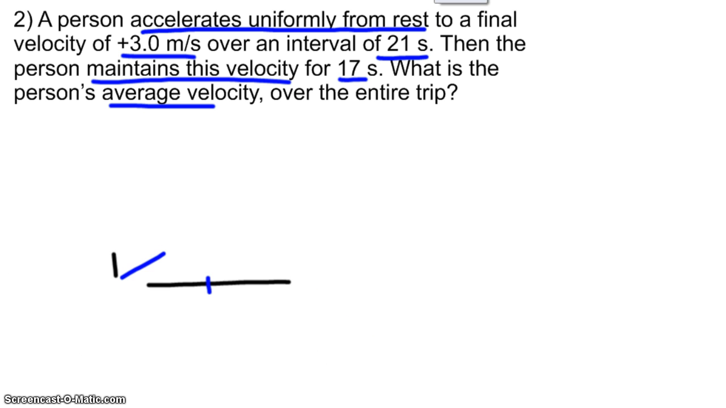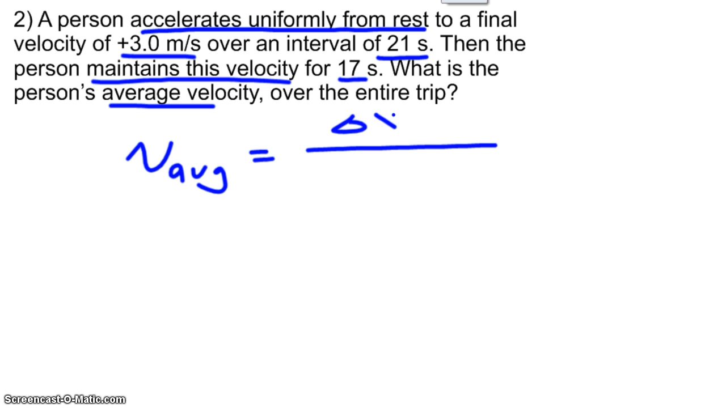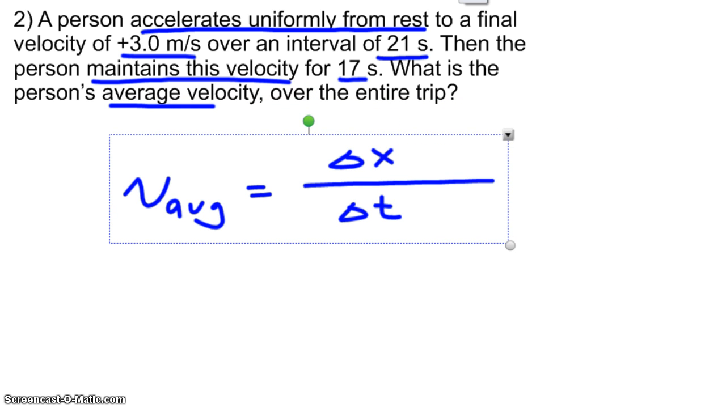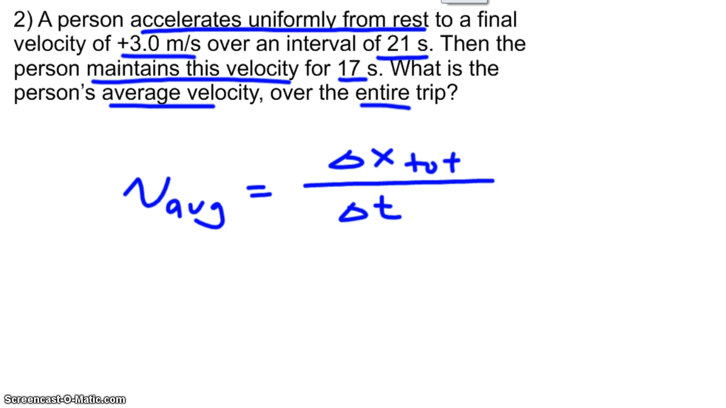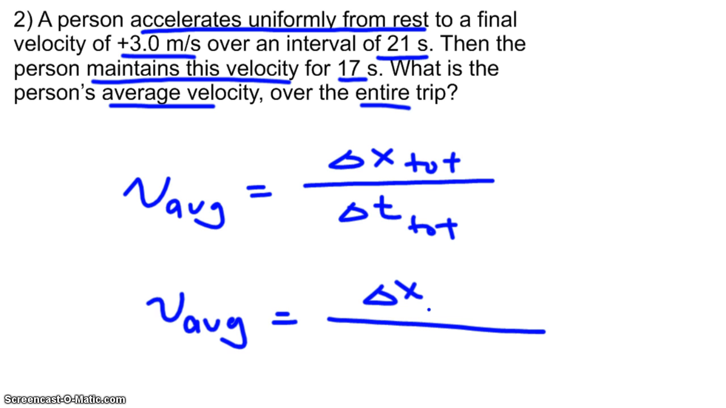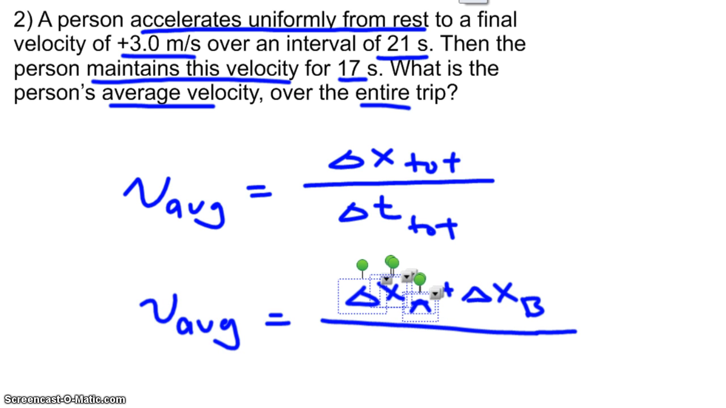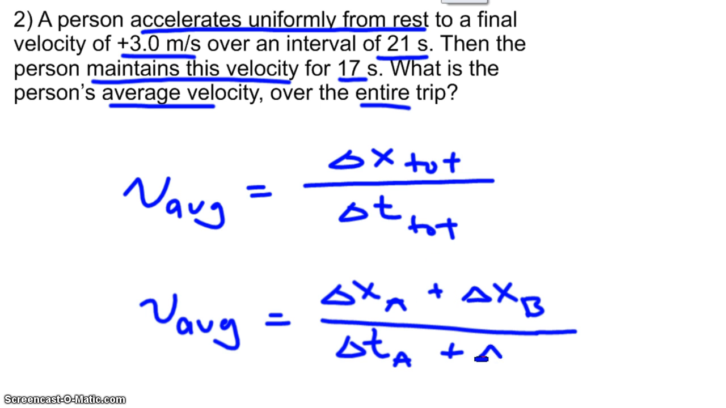Alright, so what are we asked to find in the first place? We want to find the average velocity. So you write down the equation for average velocity. But we're looking for average velocity over the entire trip, so we need the total displacement for the whole trip and the total time of the whole trip. The total displacement is simply the sum of the individual displacements. So you add together delta x for segment A with the displacement during segment B. That's how you find the total displacement. The total time is nothing more than the sum of the individual times during the two segments.